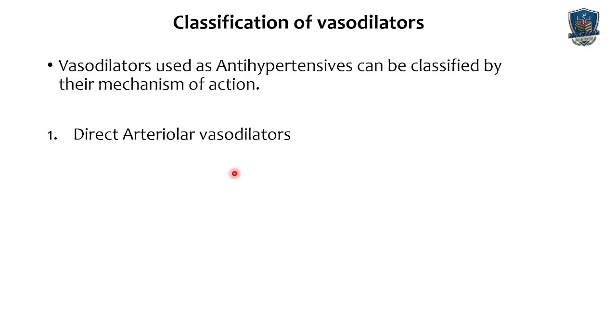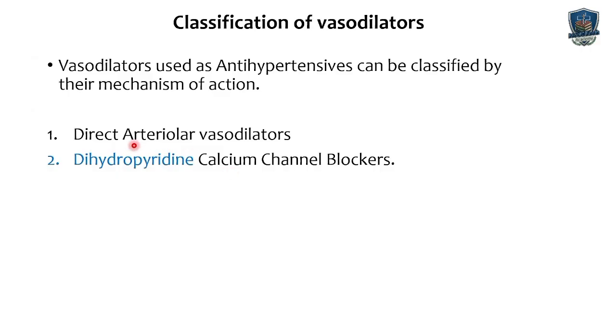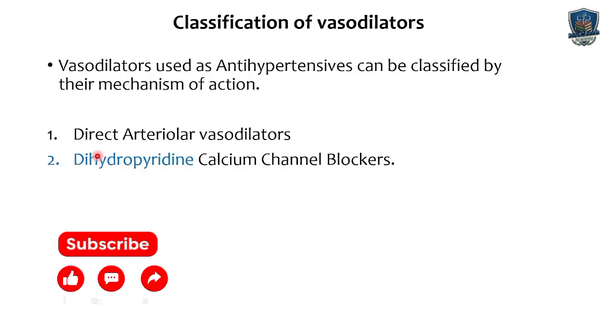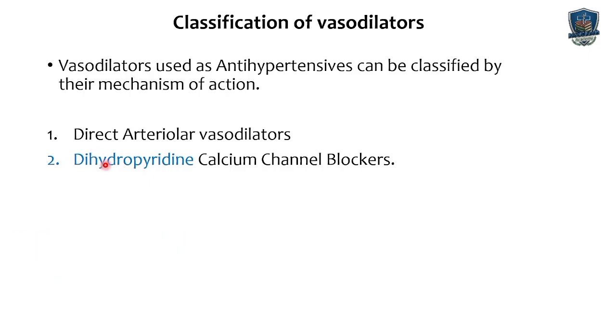So some of the classification I've got: number one, direct arterial vasodilators. Number two, we have dihydropyridine calcium channel blockers. In calcium channel blockers I've got two groups, but I've decided to be more specific, because for this one we have to specify dihydropyridine calcium channel blockers. So if you're told to classify vasodilators, when it comes to CCBs, I want you to be more specific. Try to add the dihydropyridine calcium channel blockers.